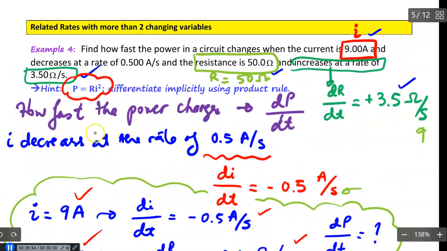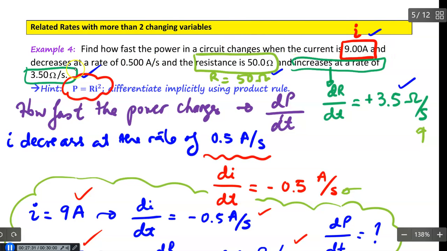Alright, so basically what you need to do is translate this word problem into mathematics. So how fast is the power in the circuit changing? Immediately you identify that as differentiating the power in terms of time, so the derivative of P as a function of time. Whenever we talk about a rate, it's related to a differentiation. When the current equals 9, I can put the I for this current, because it doesn't say anything about the rate here.